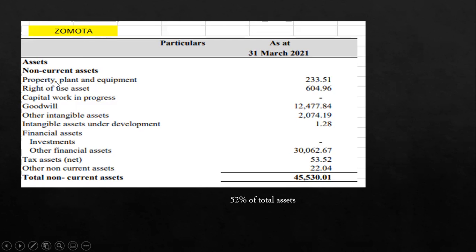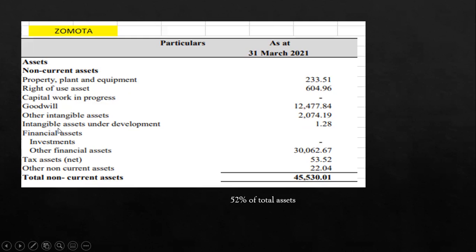Non-current assets include property, plant, and equipment, and the right of use assets. That means these are the assets which they have taken on lease. Capital work in progress is nil because they don't construct or they don't have any property or machinery. Goodwill, we will observe this and understand this more as we get into the accounting policies of Zomato.